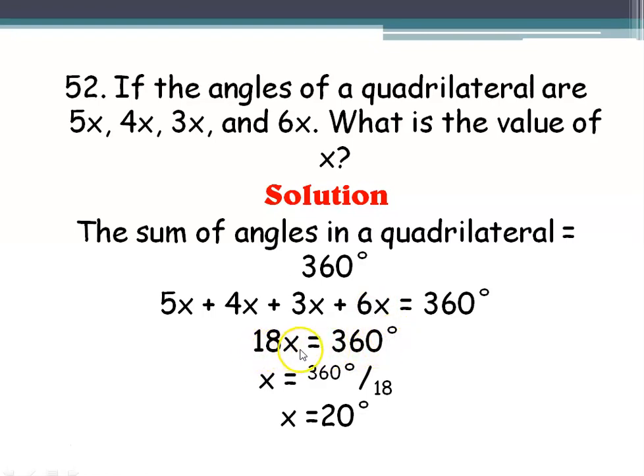So I'll divide both sides by 18. 18x divided by 18, 18 cancels 18 and I'm left with x. 360 degrees divided by 18 is 20 degrees. So my x is 20 degrees. Do you understand this? Very good.